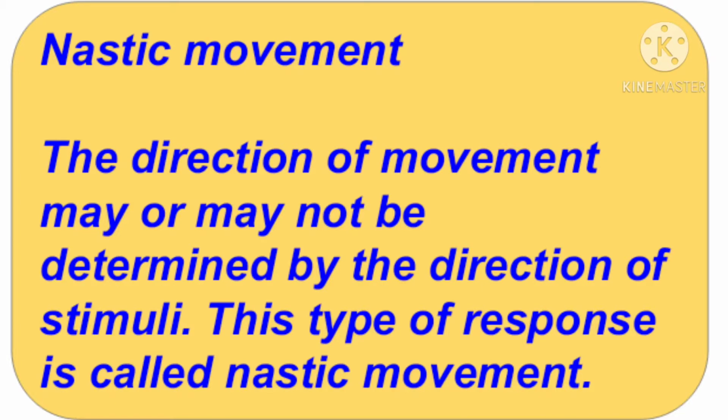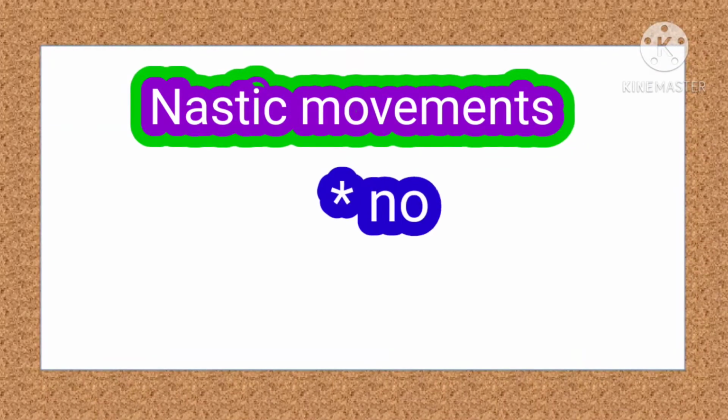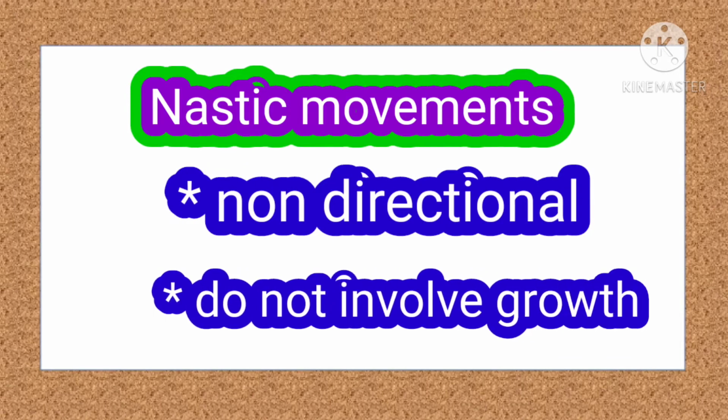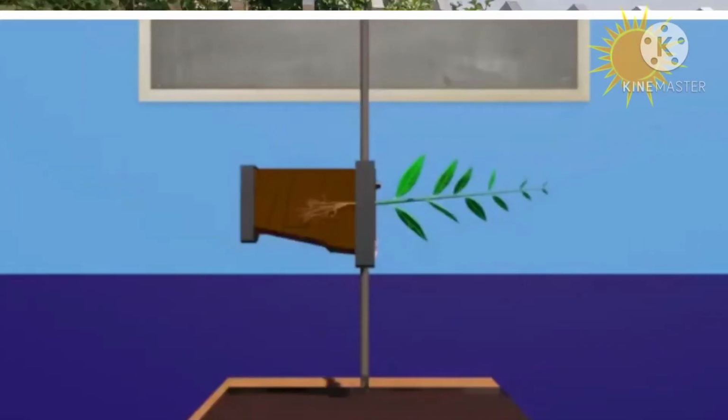Nastic movements. If there is no relation to the direction of the stimulus, the type of movement is called nastic movement. Nastic movements are non-directional and they show immediate response. They do not involve growth. This type of response is called nastic movement.